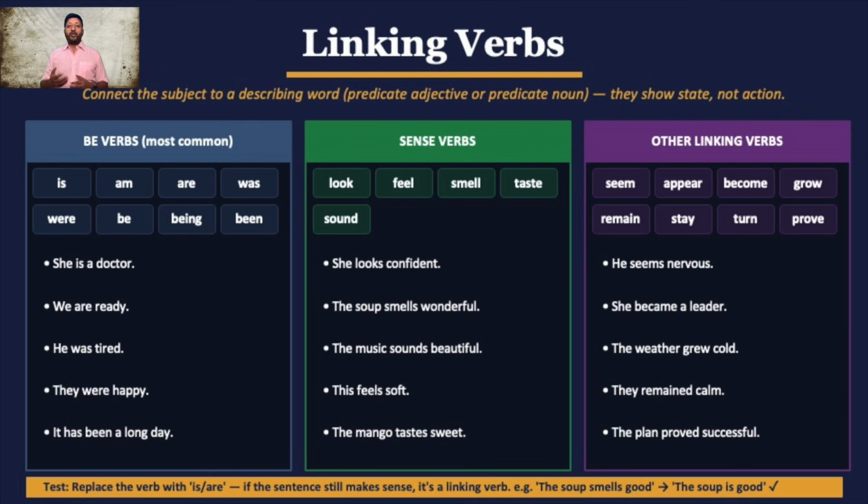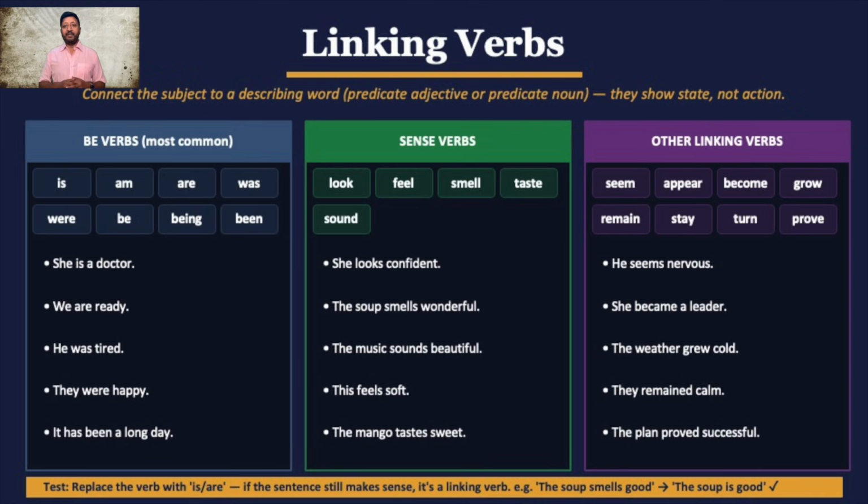Let's look at what we call linking words. These connect the subject to a describing word. Could be a predicate adjective or a predicate noun. They show us state, not an action. Let's take a look at the first type, be verbs, which are the most common. For example, she is a doctor. They were happy. Then you come to sense verbs. She looks confident. The mango tastes sweet. You are connecting a word with a sense. Remember, you have 5 senses: sight, smell, touch, taste, hearing.